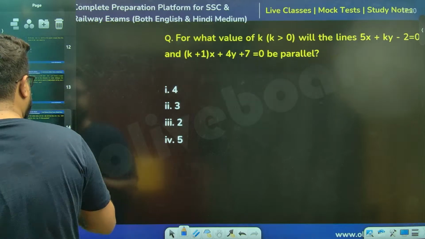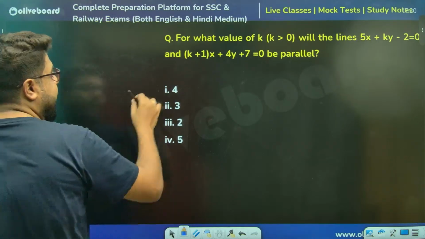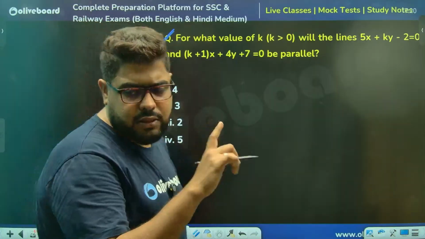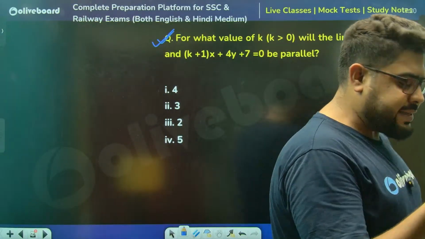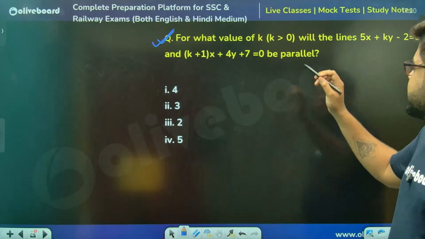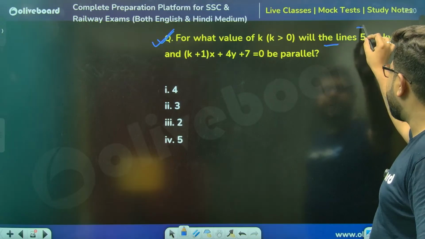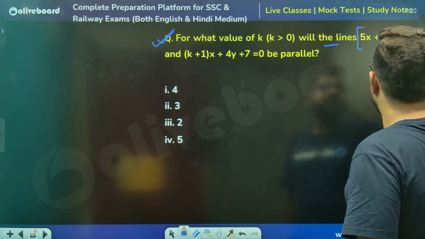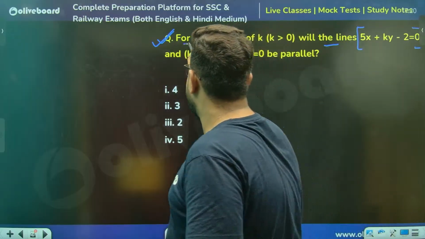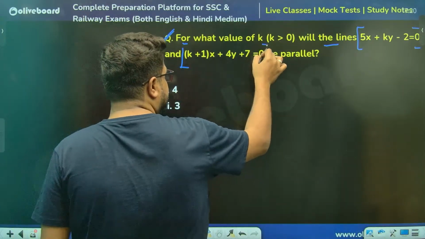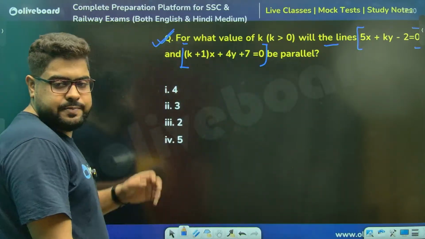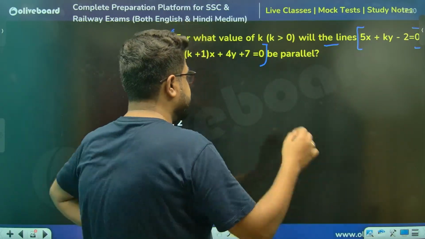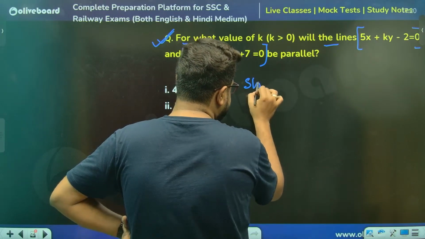Acha. Let's move into some. Sir, what about parallel? Again, a PYQ I found a bit difficult. Not exactly difficult, a bit unique. They're asking, will the lines be parallel? This line, this is one line, sir. Another is this line. Sir, when are two straight lines parallel? Two straight lines are parallel when their slopes are same.